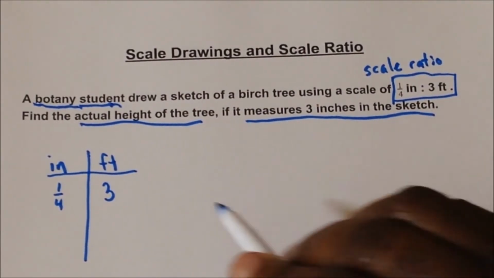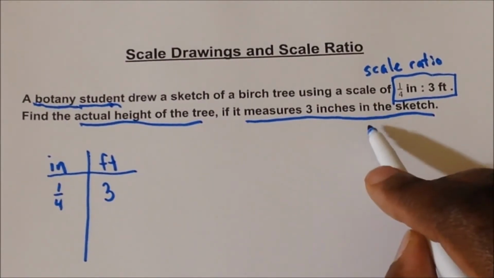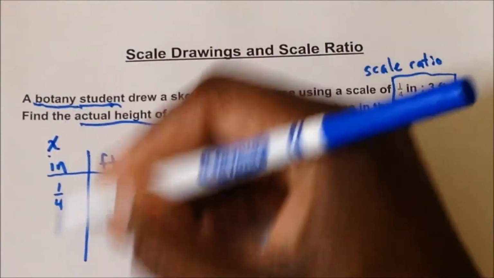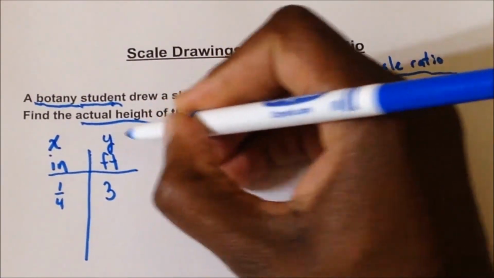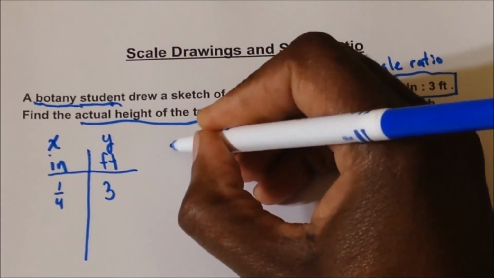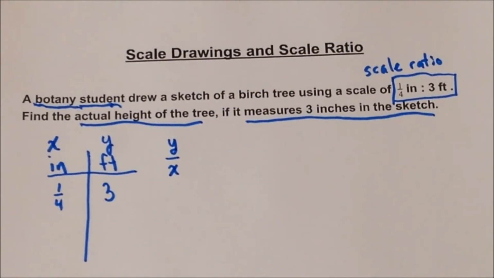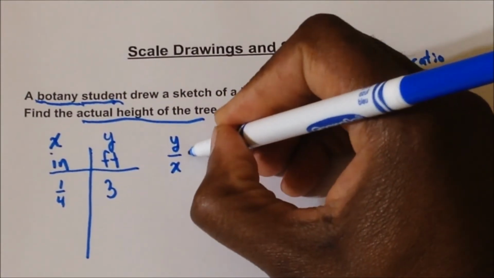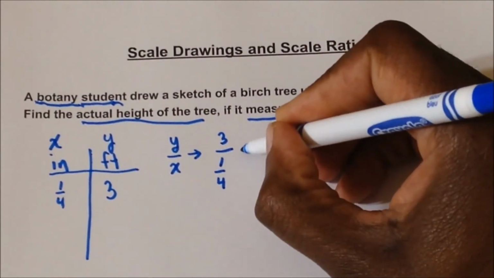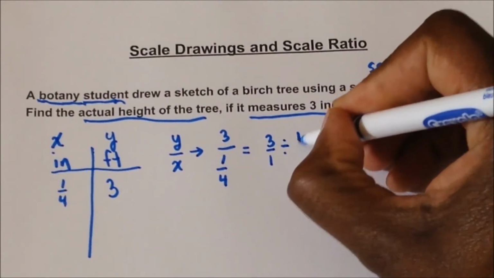Now it says find the actual height of the tree if it measures 3 inches in the sketch. Well, before we do that, let's say anything on the left is X, and what we have on the right side is Y. Remember, to find the constant of proportionality, we have Y divided by X. So that's 3 divided by 1/4, which is equal to 3/1 divided by 1/4.